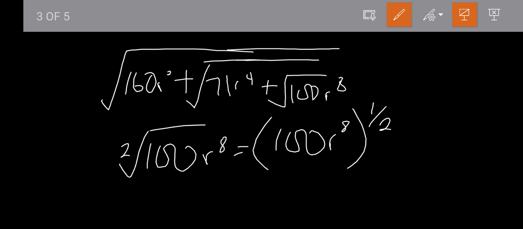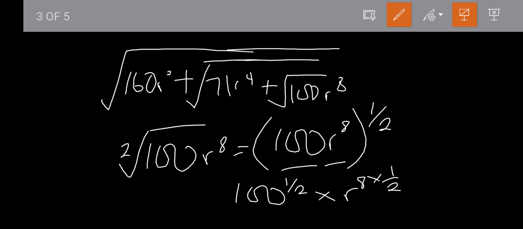And so we're going to be having 100. Now, we have two things there, 100 and r. So it's going to be 100 raised to power 1 over 2 times r raised to power 8 times 1 over 2. Let's continue. Now, 2, we cancel this 4 times. So we're going to be left with 100 raised to power 1 over 2 times r raised to power 4.